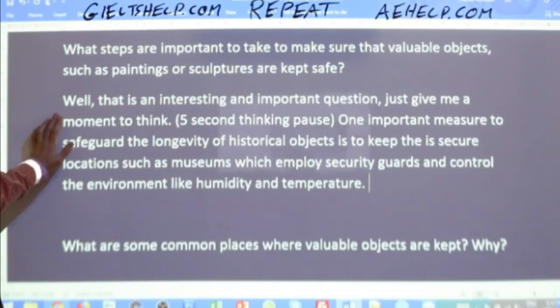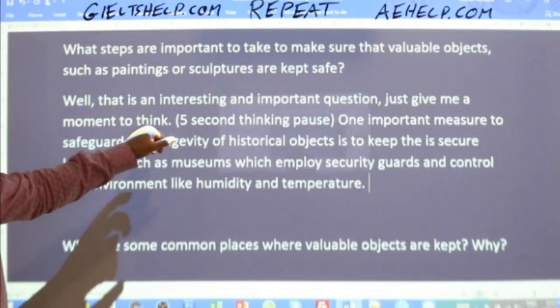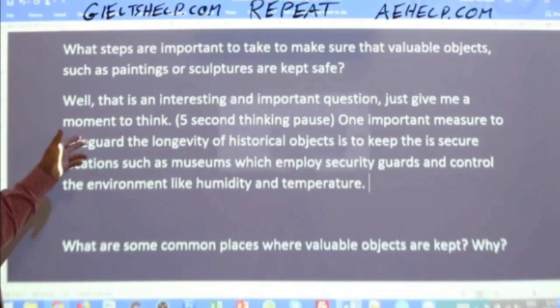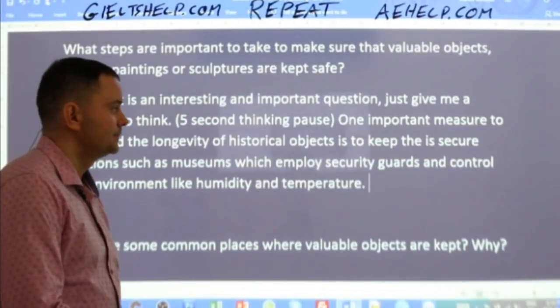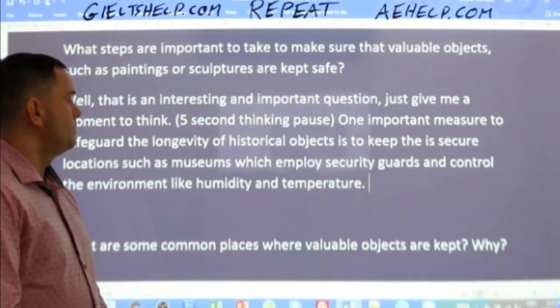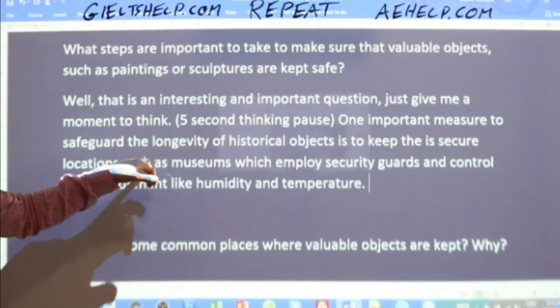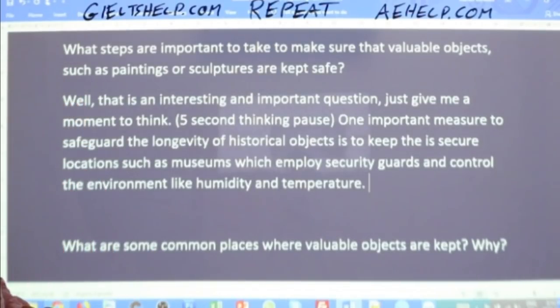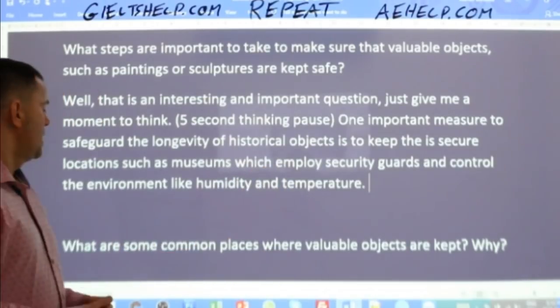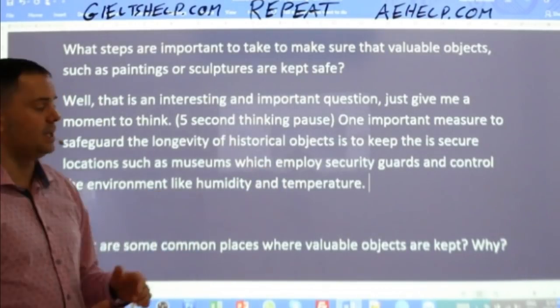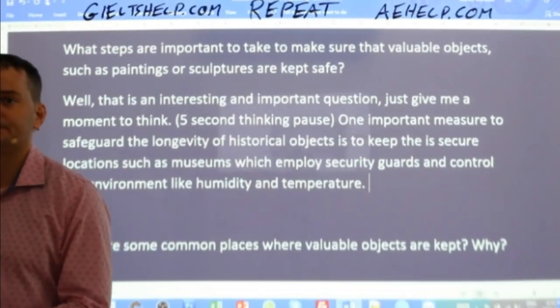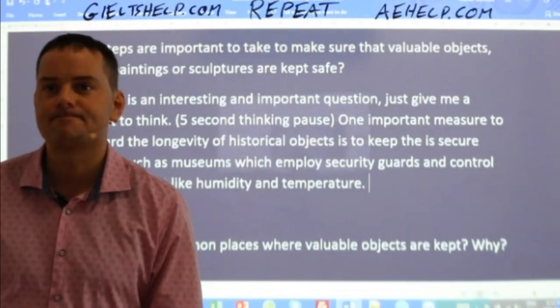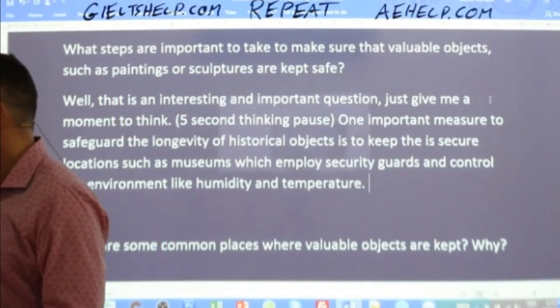All right, here we go. Repeat after me. Well, that's an interesting and important question. Just give me a moment to think. One important measure to safeguard the longevity of historical objects is to keep them in secure locations, such as museums, which employ security guards and control the environment like humidity and temperature. Okay? So keep that in mind.